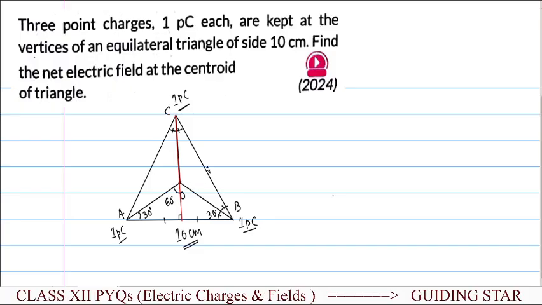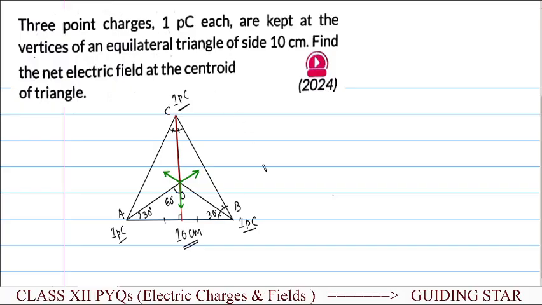Okay, so now if we try to draw the direction of field due to all these individual charges, and all these individual charges are positive, the direction of field due to A at the centroid will be away from the charge, and similarly due to the charge at B, it will be again away from the charge. Clear? And due to charge at C, it will be away from the charge, vertically downward direction. So all these charges have some electric field at the center itself.